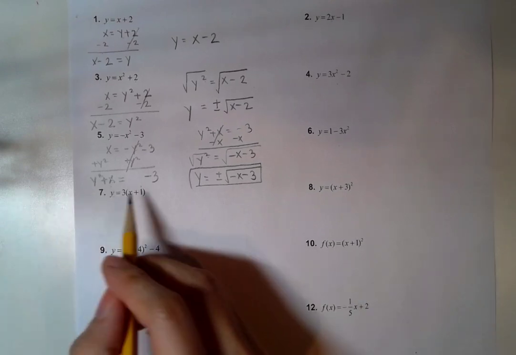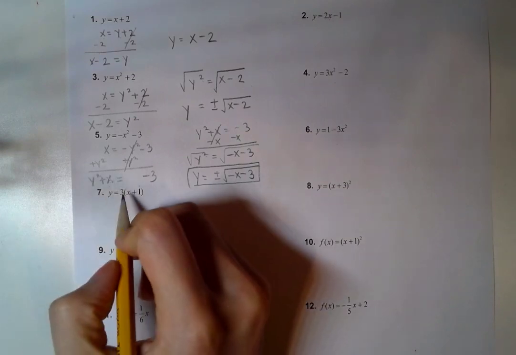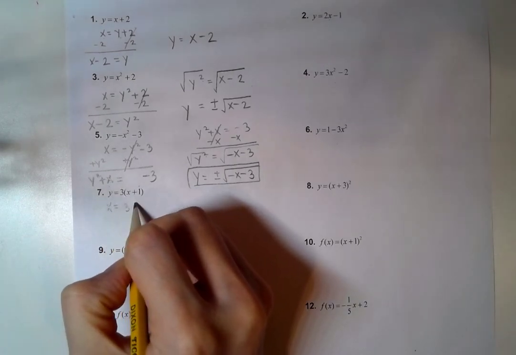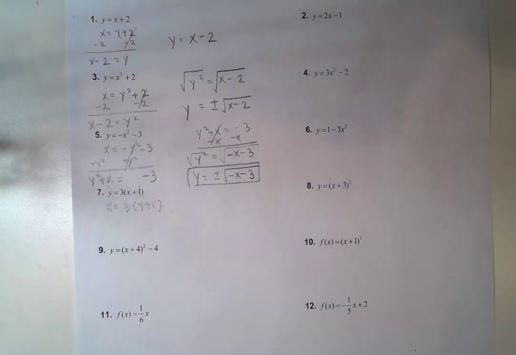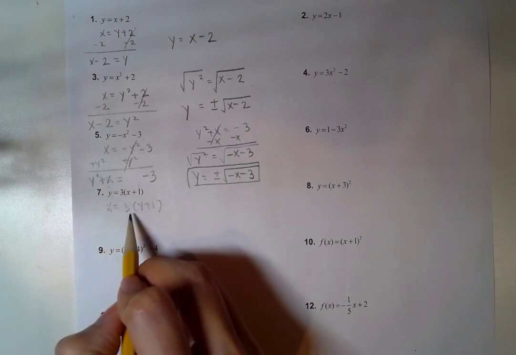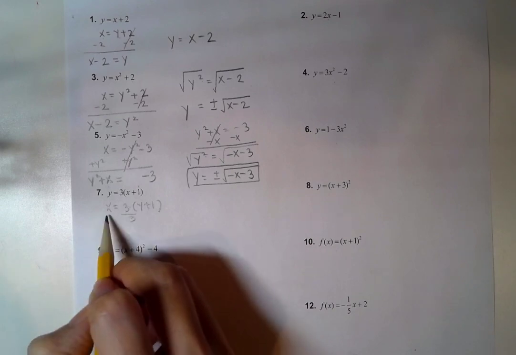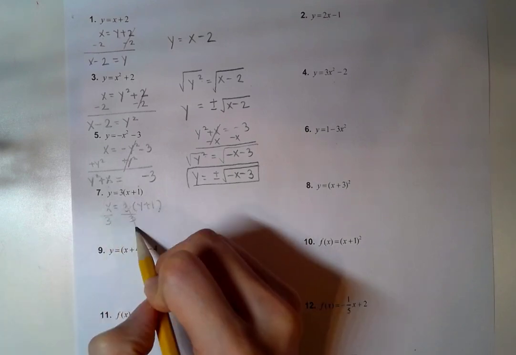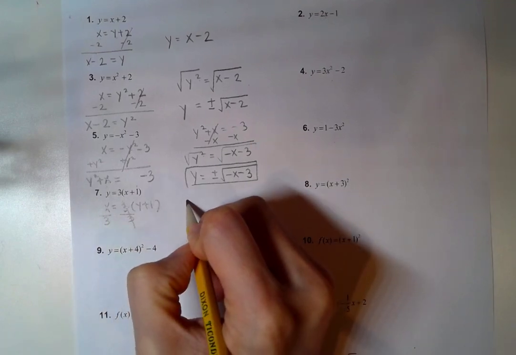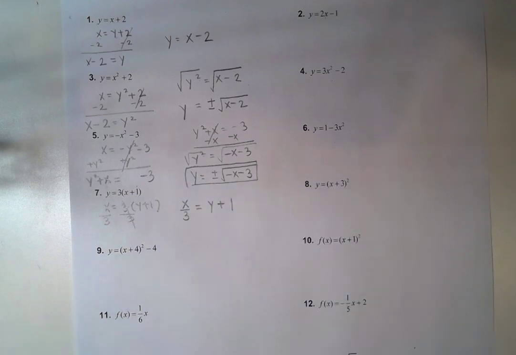Okay, number 7. Told you, what do we do first? We're getting inverse. Change your x and y. X equals 3 times y plus 1. And we need to solve it for y. So let's cancel this 3. Okay, so let's divide it by 3 because this is multiplication here. Divide it by 3. And you cancel this. And you get x over 3 equals y plus 1.